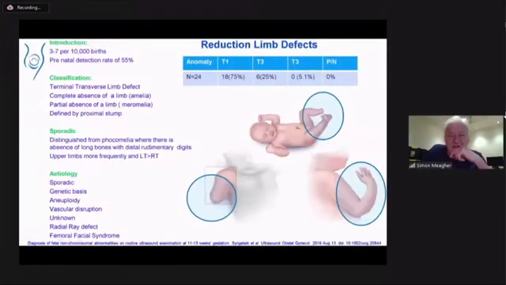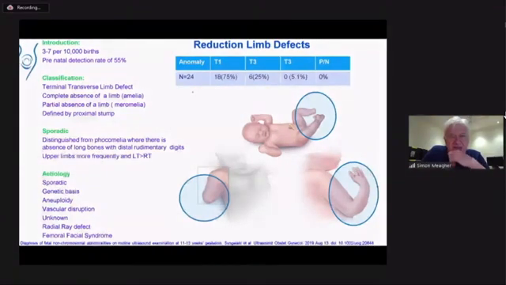And for these, I think our detection rates are increasing in the last decade. Again, from the 100,000 population screen from Syngelaki's work, 75% of these were identified in the first trimester. So we have overtaken the second trimester in screening for reduction limb defects.